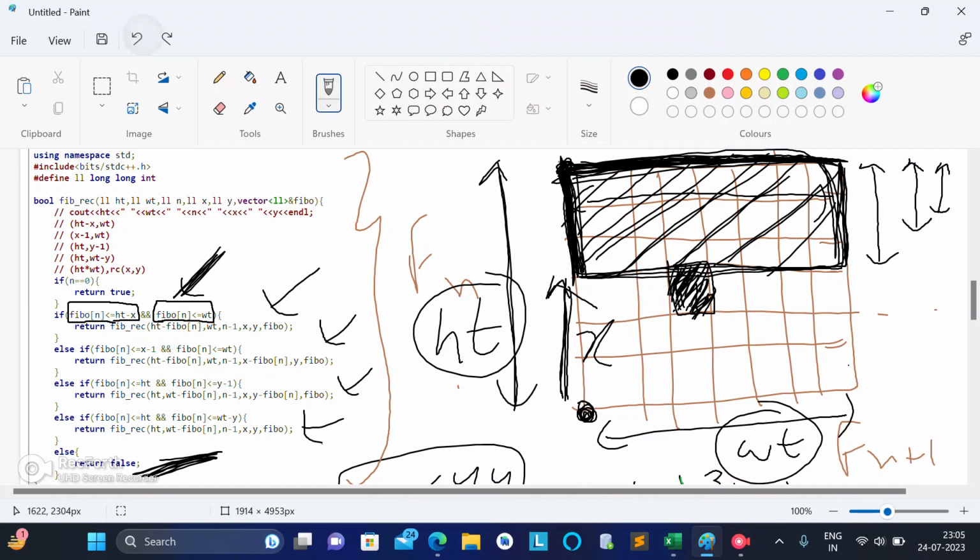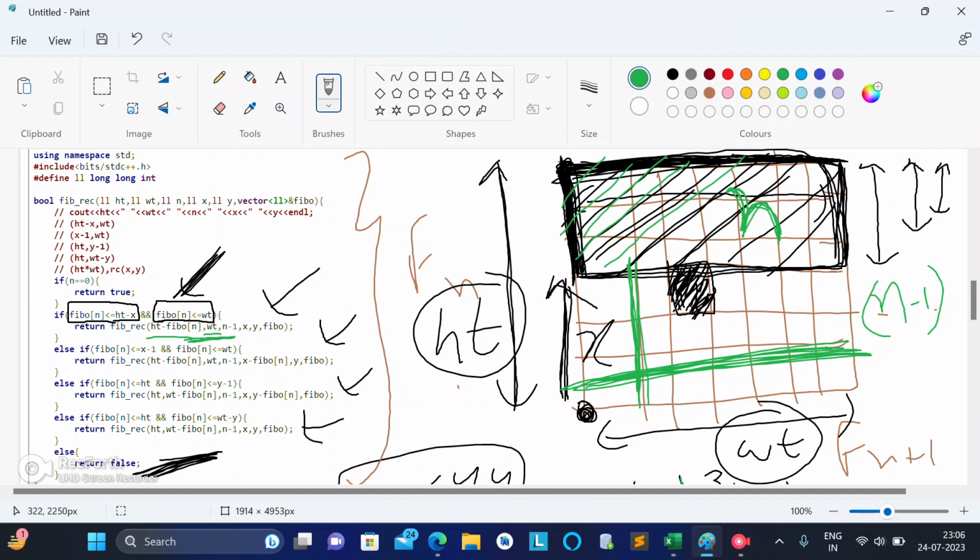Let me clear it out. This actually we pass as new height. This actually we pass as new width. And as we were able to fill out with the nth Fibonacci number square, Fibonacci of n side square, now we are going to fill out with the n minus 1th Fibonacci, Fibonacci of n minus 1 side square. So I have passed here n minus 1. You can see here in the code n minus 1.